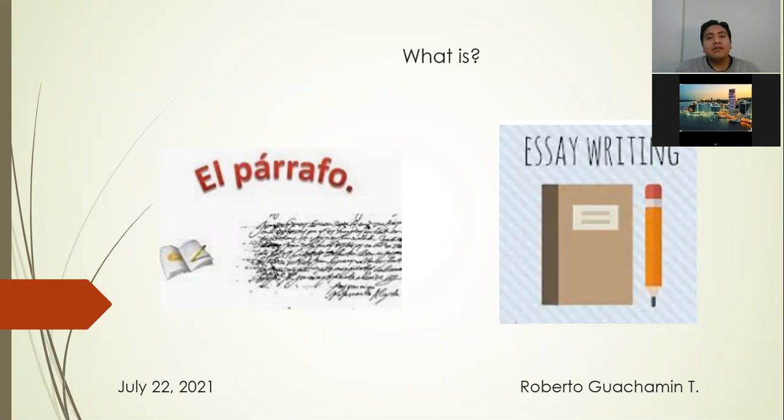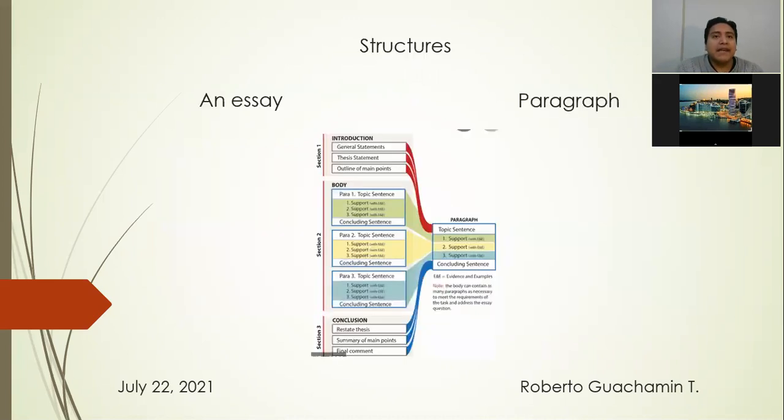The relationship between a paragraph and an essay is symbiotic. You can write an essay using paragraphs, and four or more consecutive paragraphs about the same subject matter become an essay, usually composed of five sections. A paragraph typically has five sentences and an essay five paragraphs.